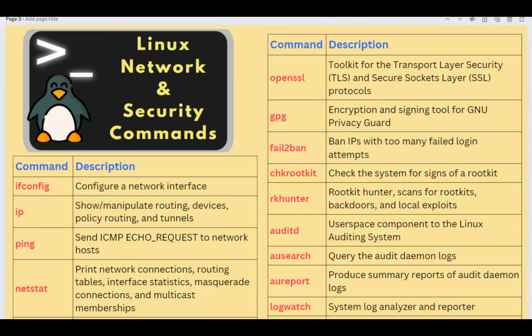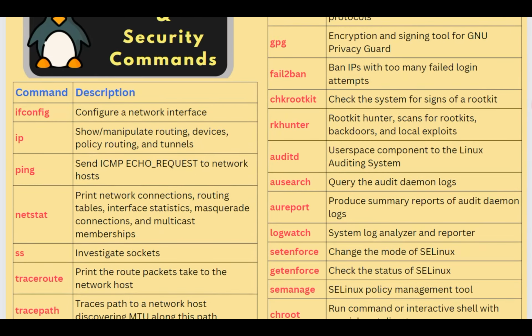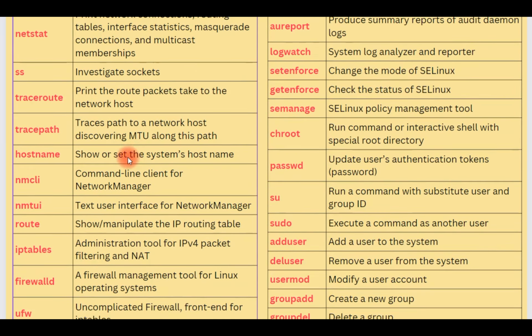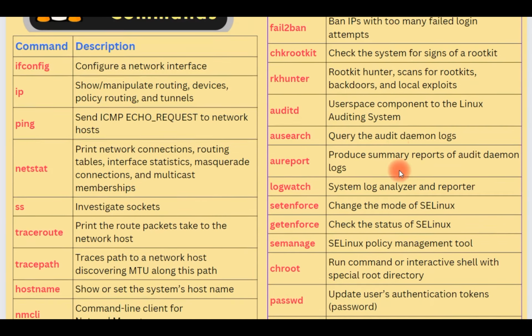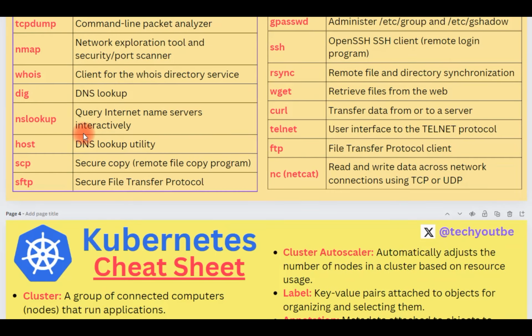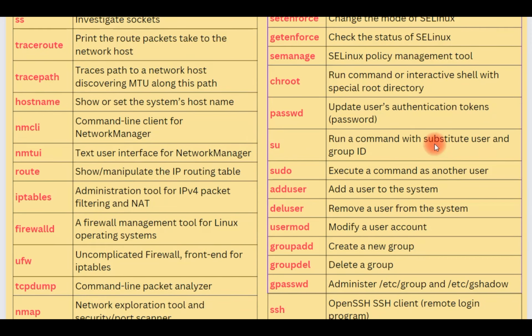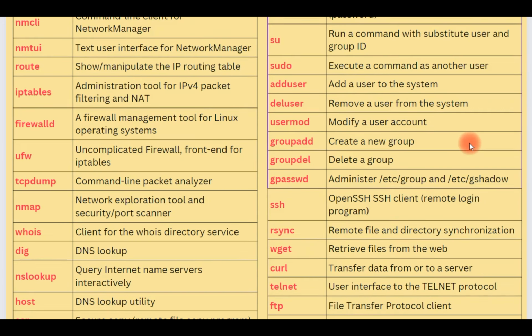The next cheat sheet is about Linux network and security related commands. These will be helpful if you want to learn more about security, or more about networking related commands. You can see on the left hand side, most of the commands belong to the network domain, and on the right hand side we have commands related to security. You can go through these commands and you will understand which command will help in which activity.